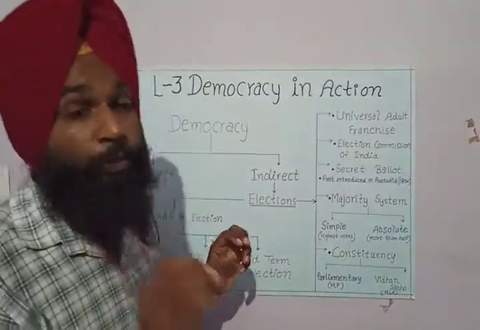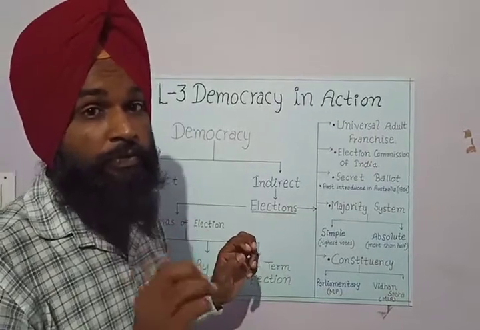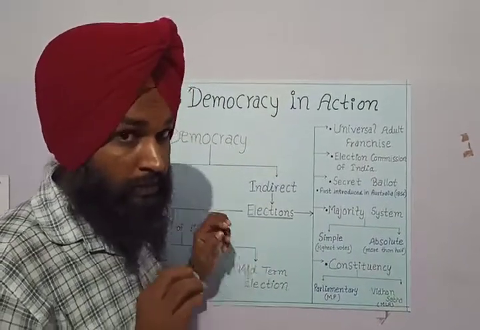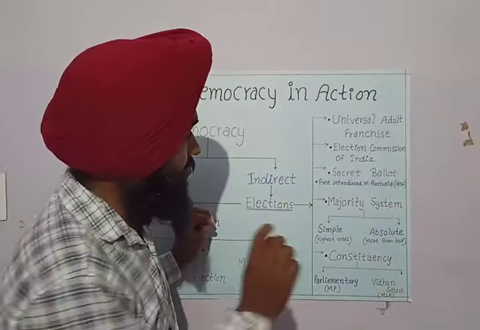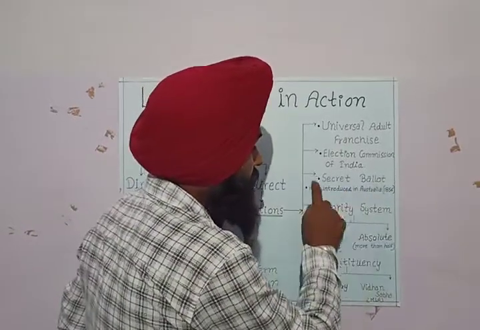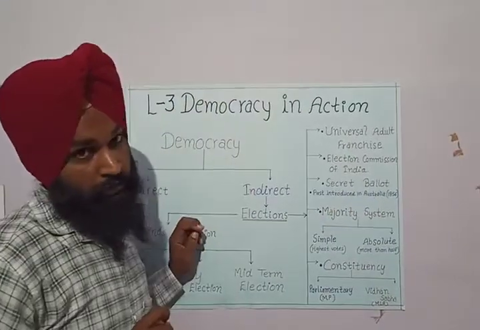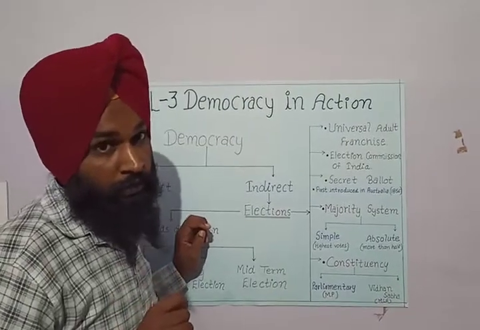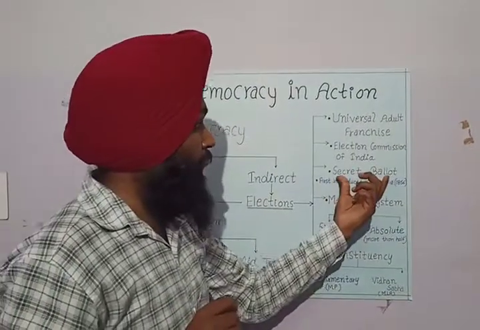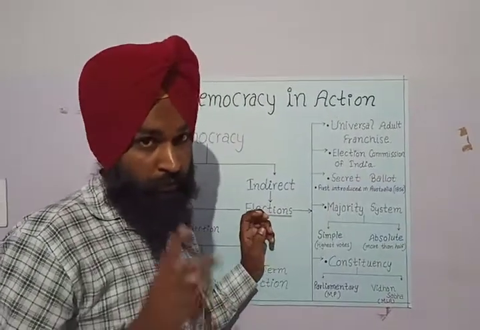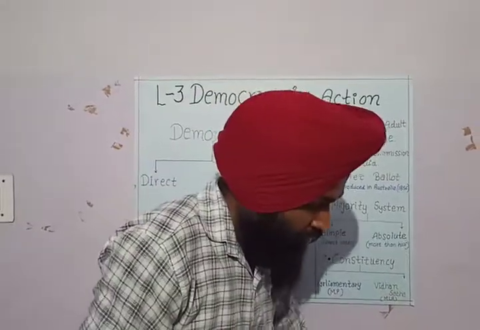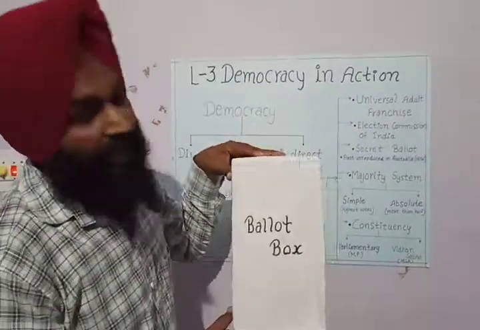And now what is the process through which the voters are choosing their candidates, their representatives? This is called the ballot system or secret ballot. How does it work? Actually, in the secret ballot system there are basically two things. One is the ballot box.